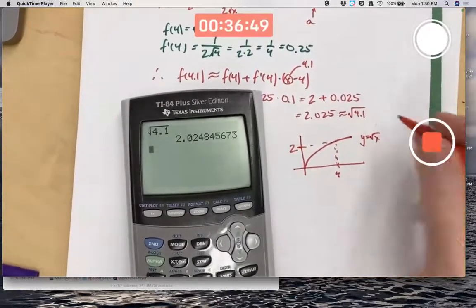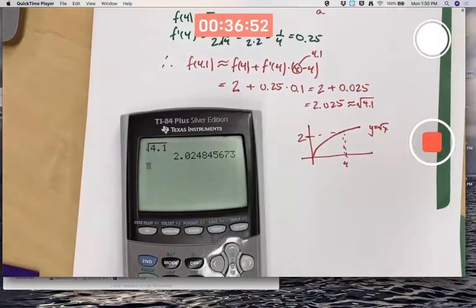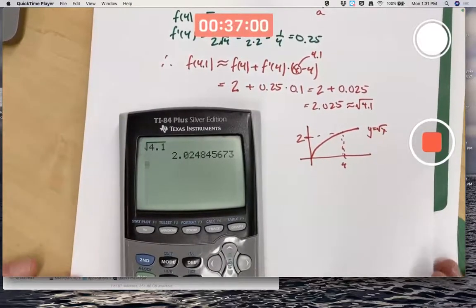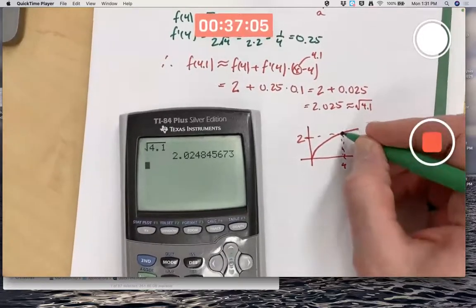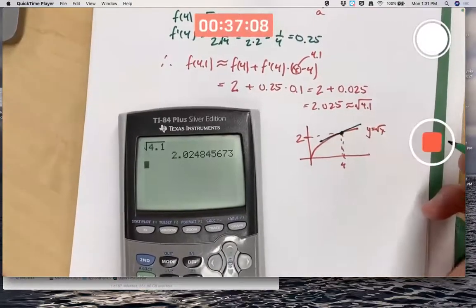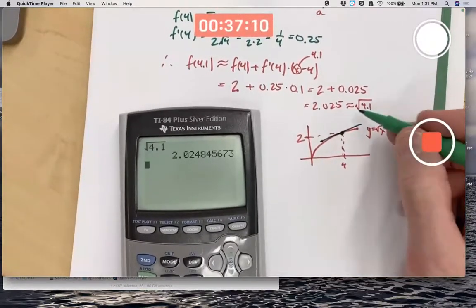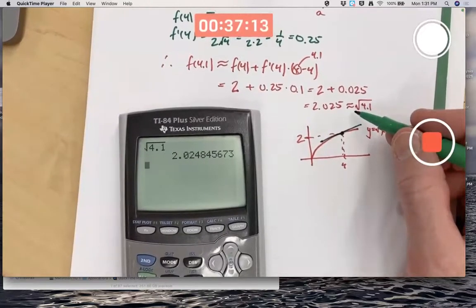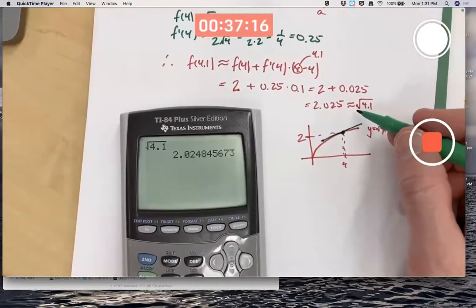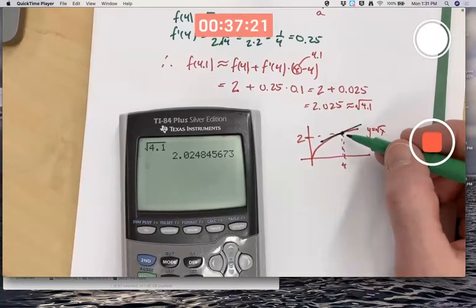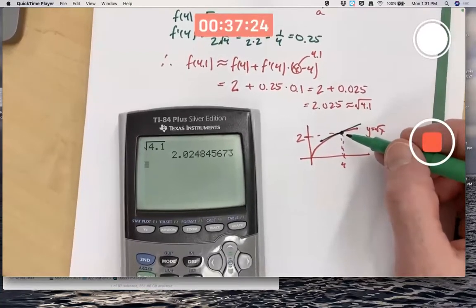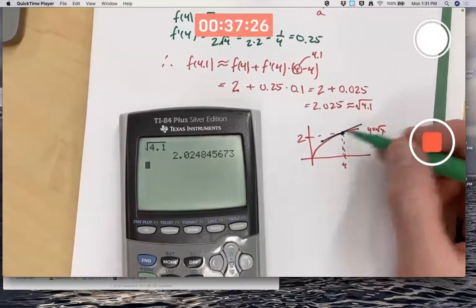Why do you think this linear approximation is slightly too large, based on the picture I'm starting to draw, and continuing to draw? What is it about that picture that tells you you're going to get an answer that's a bit too big? Go ahead. Yep, exactly. And that means the line is above the graph.